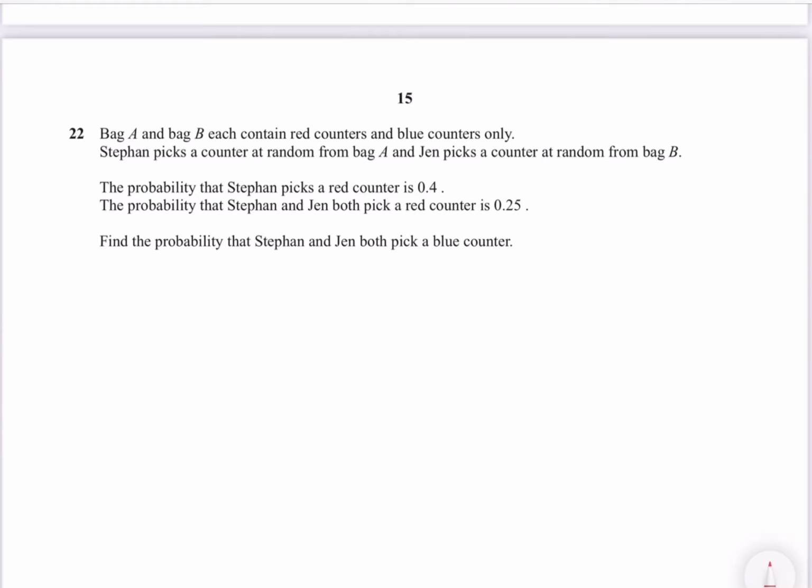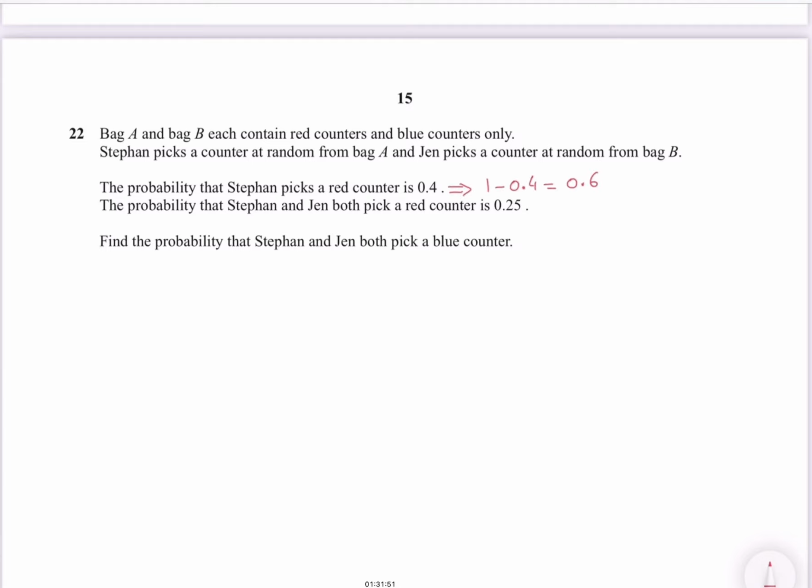Alright. Question number 22. Bag A and bag B each contain red counters and blue counters only. Stephen picks a counter at random from bag A and Jen picks a counter at random from bag B. The probability that Stephen picks a red counter is 0.4. The probability that Stephen and Jen both pick a red counter is 0.25. Find the probability that Stephen and Jen both pick a blue counter.